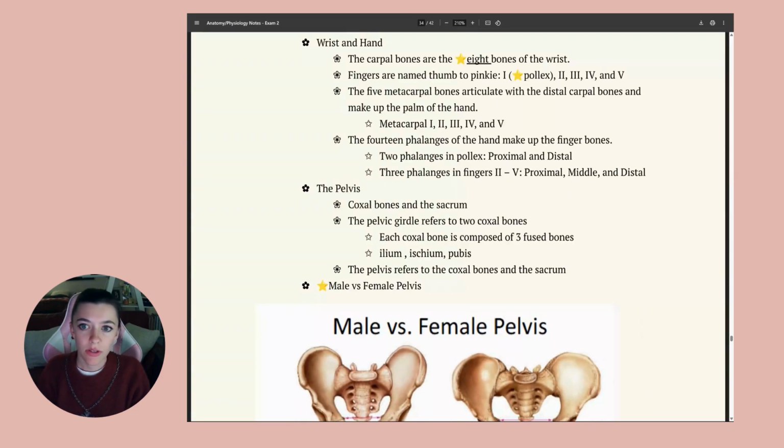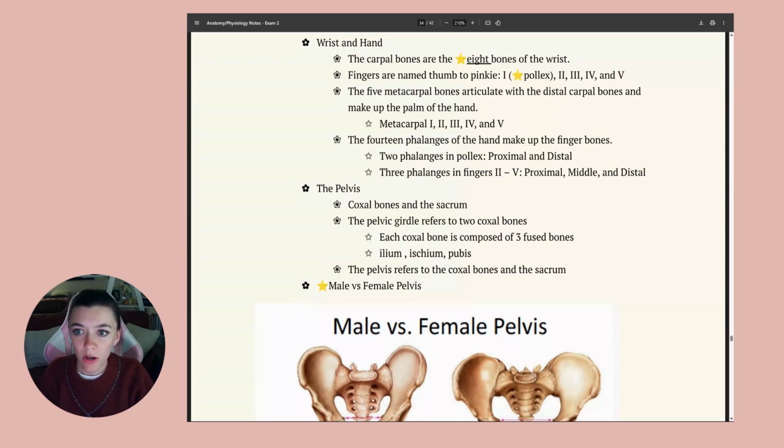Wrist and hand. The carpal bones are the eight bones of the wrist. Remember, there are 8 carpal bones. Fingers are named thumb to pinky, 1, 2, 3, 4, 5 in Roman numerals. The very first finger, your thumb, is going to be called your pollex. So remember that. There are 8 carpal bones, and your thumb is named the pollex.